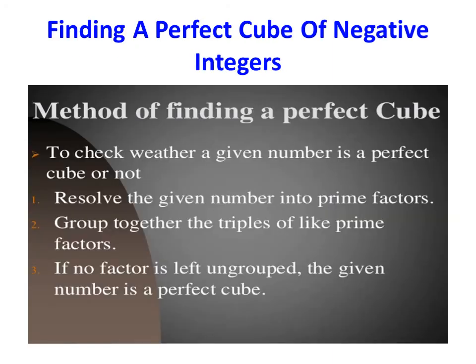To check, we resolve the number into prime factors, and then after resolving the number into prime factors, we will group together the triples of like prime factors. After making the triplets, if no factor is left ungrouped, then the given number is a perfect cube.